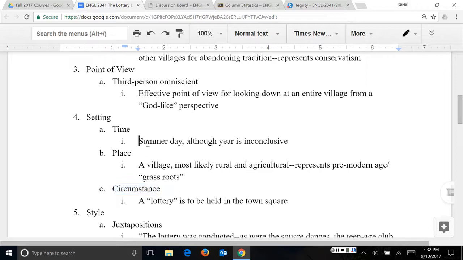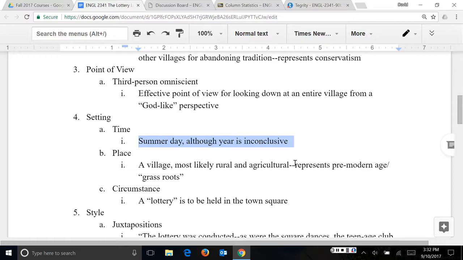The time, we know it's sometime in summer. We don't know what year it is. And I know some students on the discussion board were very quick to say, oh, this was written in the 1940s, 1950s, 1960s. Therefore, I believe this was published in the 1940s? Let's see. 1948. It was published in 1948. So a lot of people were quick to make the claim, oh, this must have been written in the 1940s, therefore it is about the 1940s. Well, that's not necessarily true.